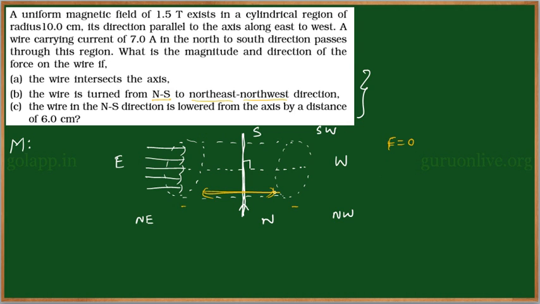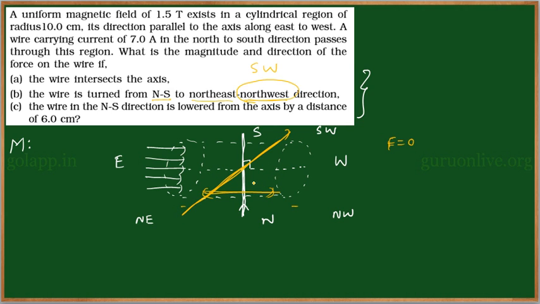But in the answer given in the textbook, it is described that it is making 45 degrees with the field. That means it has to turn to northeast to southwest, but here it is mentioned northwest. If we consider this, force will become 0. If we consider southwest, you will get the answer which is given in the textbook. So we will consider that case also, so that the conductor is turned like this.